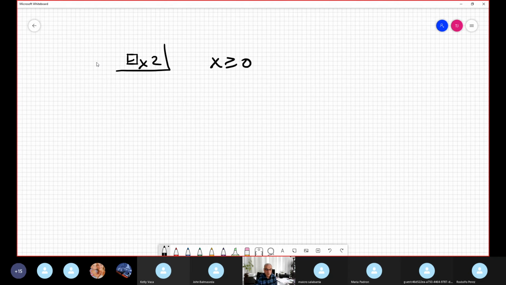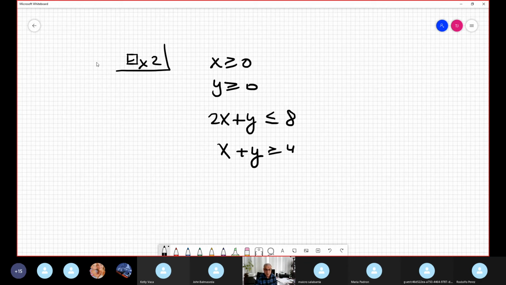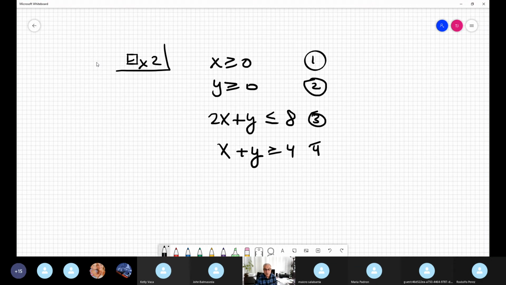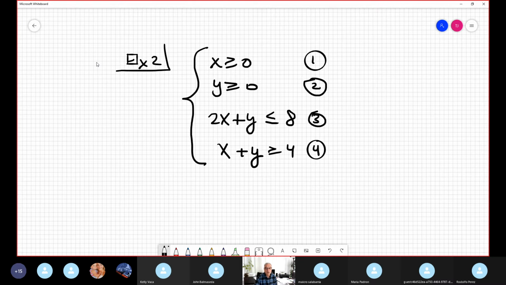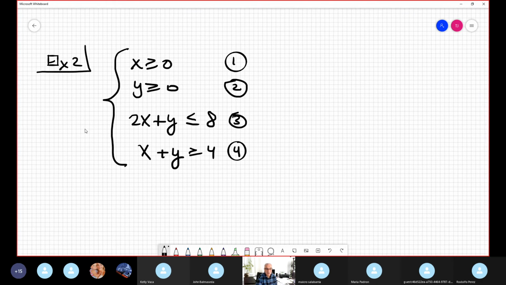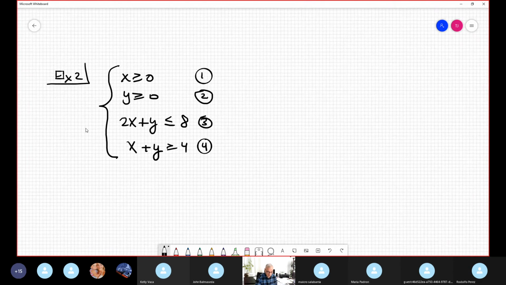X greater than or equal to 0, y greater than or equal to 0, 2x plus y less than or equal to 8, and x plus y greater than or equal to 4. Actually, we have four inequalities. This is a system of inequalities. We're solving exactly the same as we learned before. They represent the constraints of our problem, the limitations. And we always have an objective function, z equals 3x plus 2y.